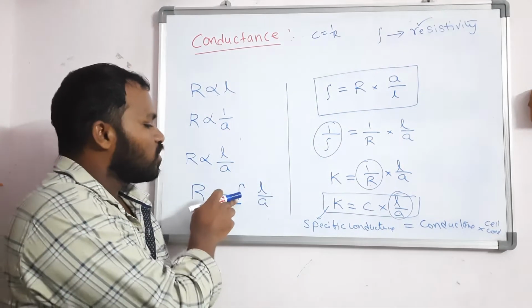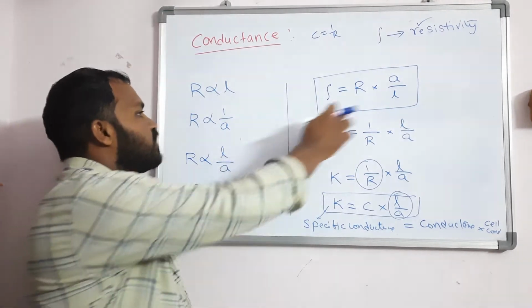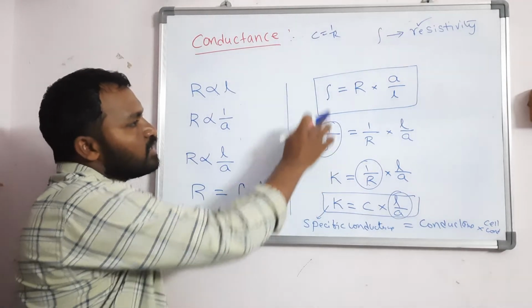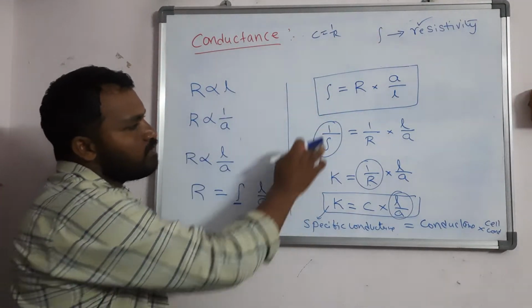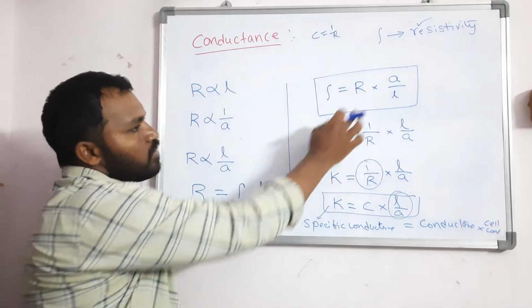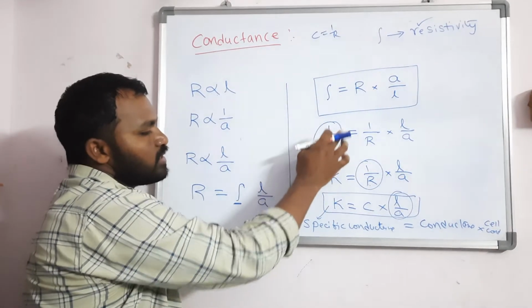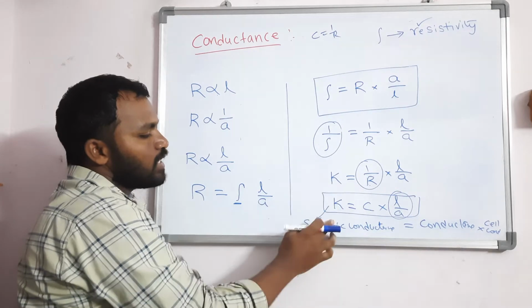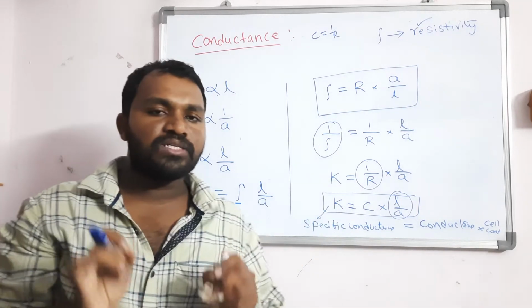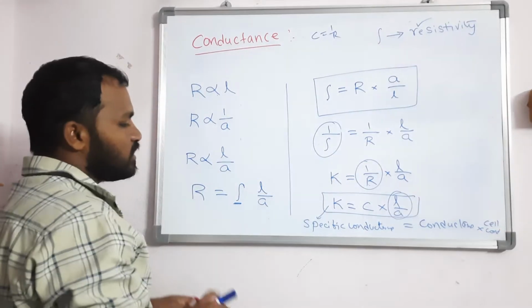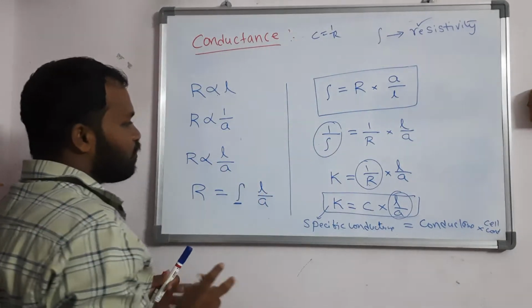If you want rho, so if this value comes here, you will get A by L. So if you reverse, the rho is called resistivity, that is separate. And if you reverse this, 1 by rho, 1 by R, and L by A, this 1 by rho is nothing but K. So K is called specific conductance. Simply the relation is: specific conductance is equal to conductance into cell constant. This is the relation. Very, very important concepts.